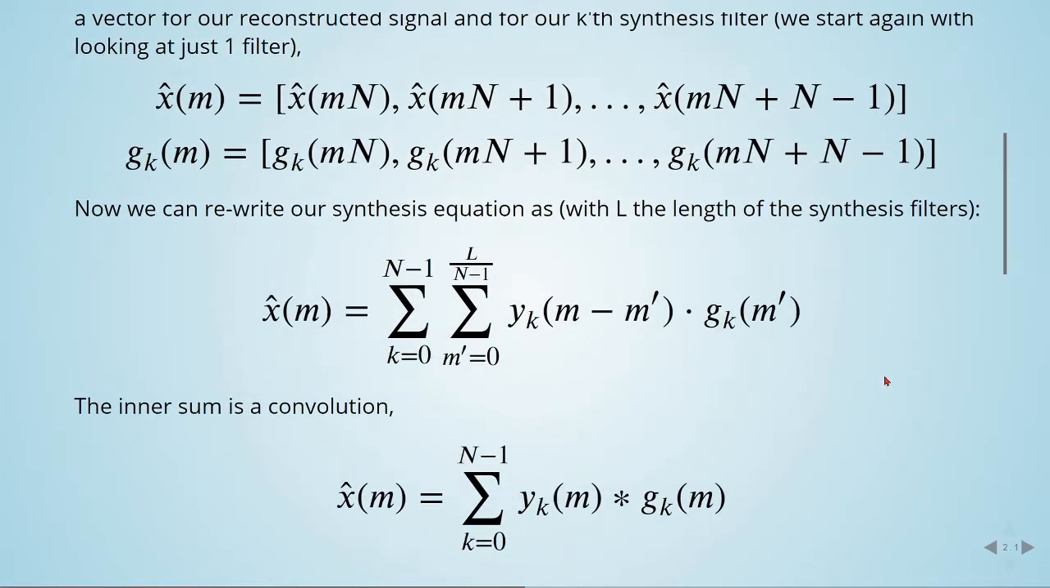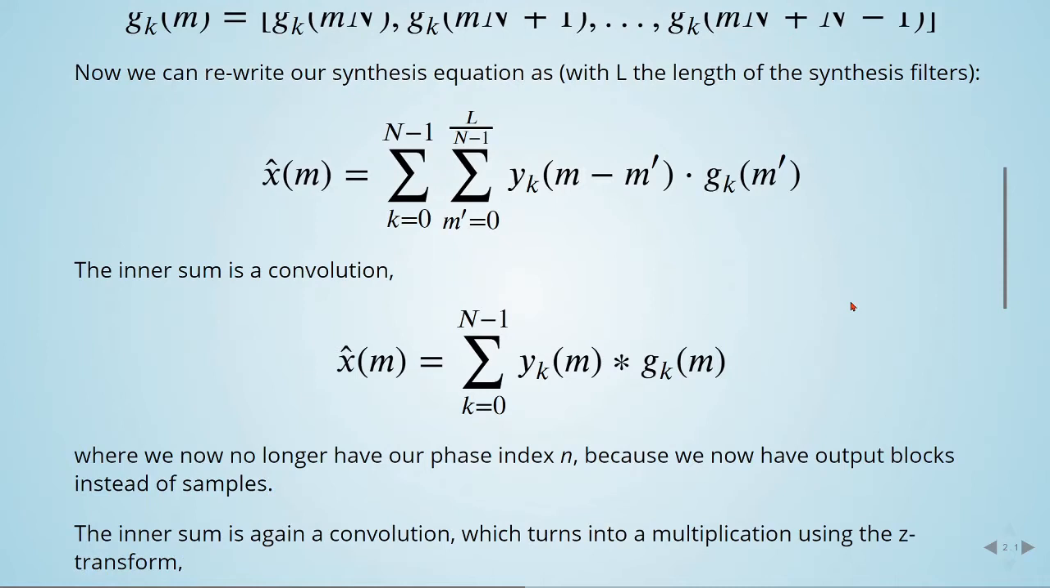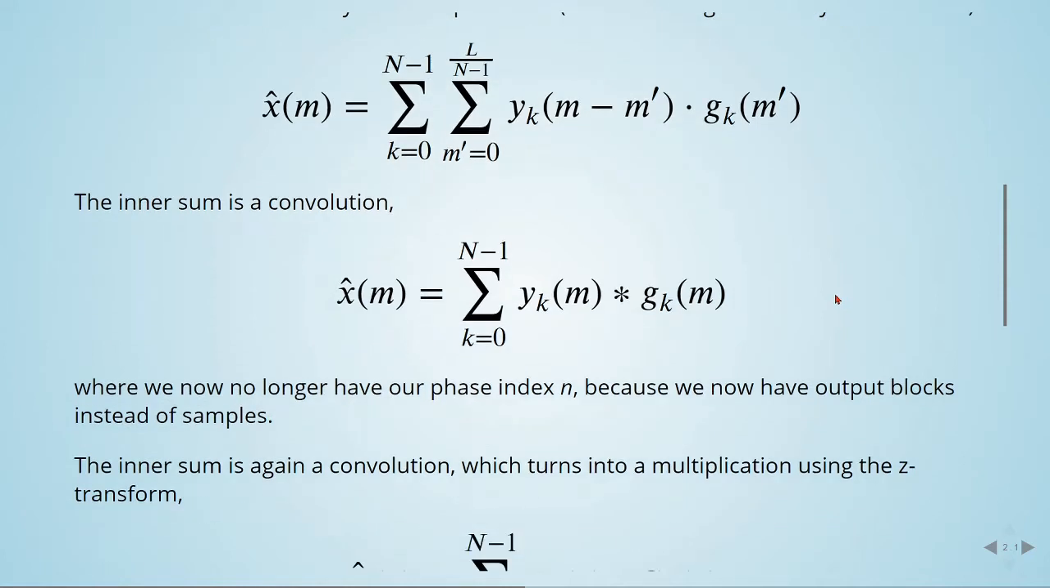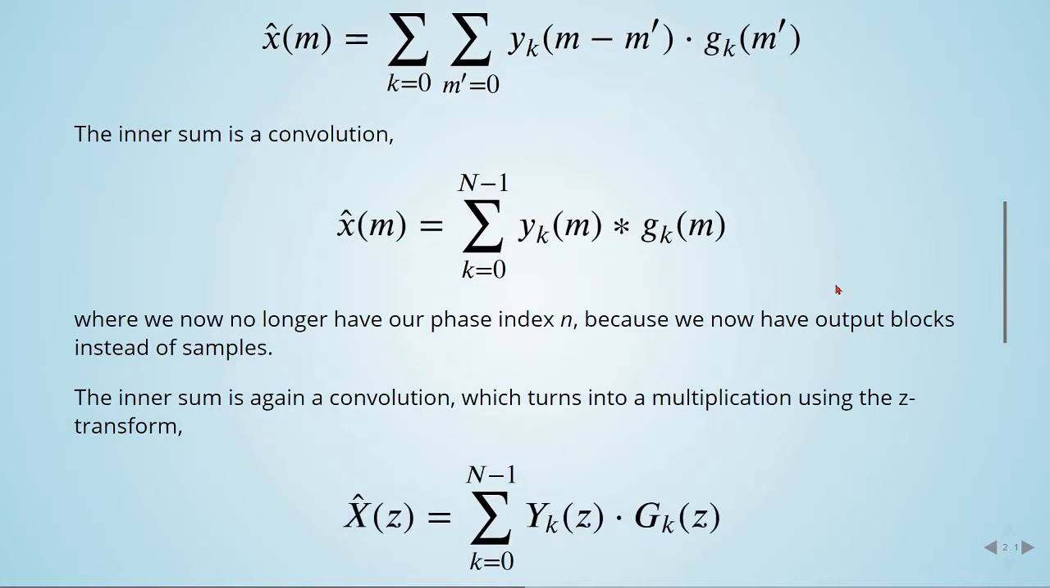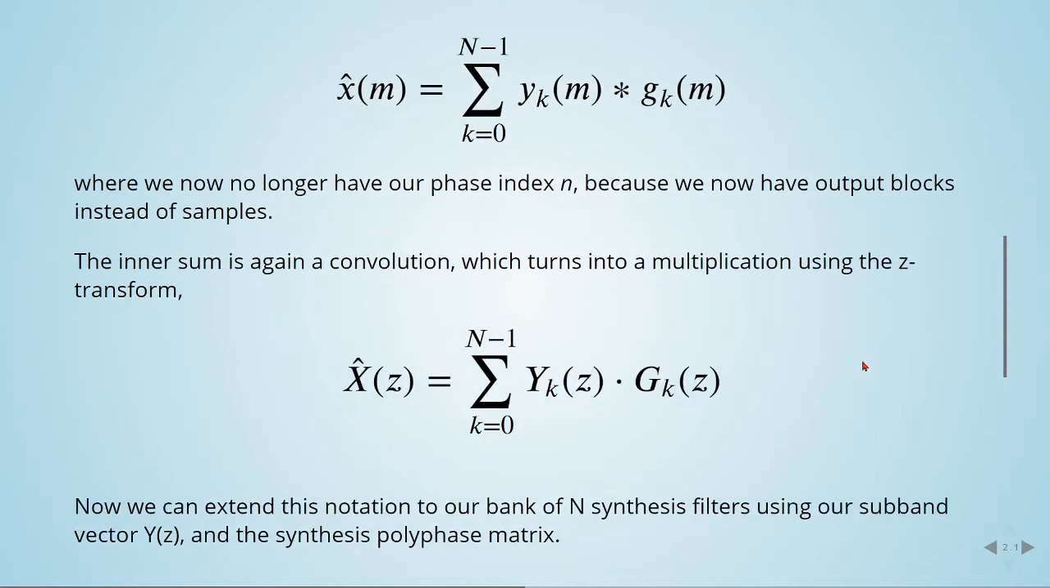Now we can rewrite our synthesis equation as given here, where L is the length of the synthesis filters. So the inner sum is a convolution where we now no longer have our phase index n, because we now have output blocks instead of samples. So we can turn the convolution into a multiplication using the Z transform, and this is what we're doing here.